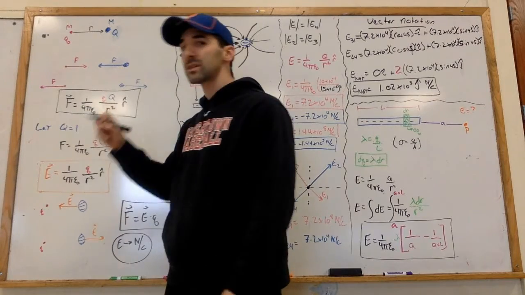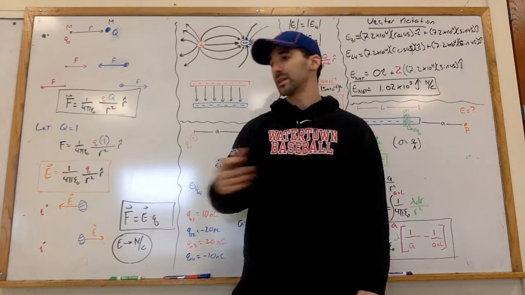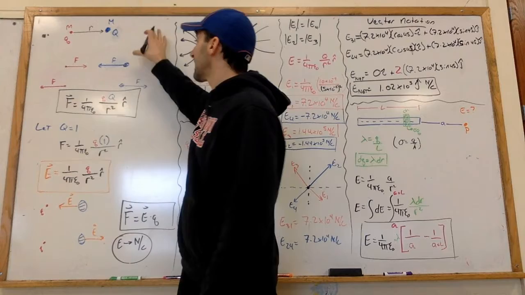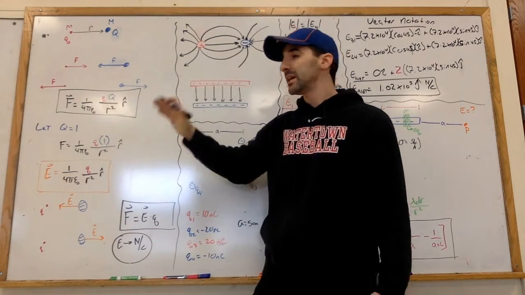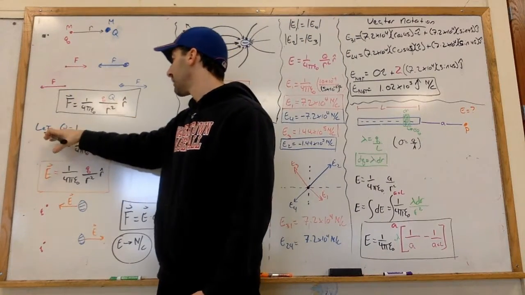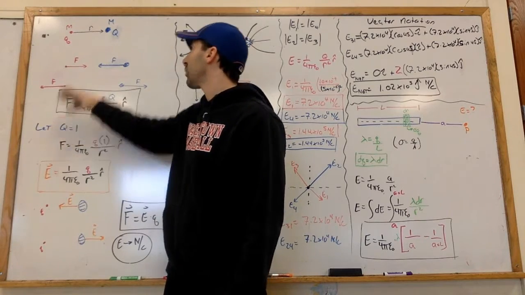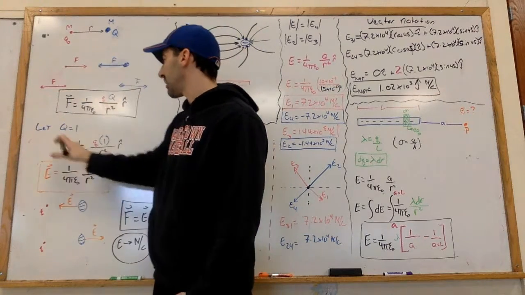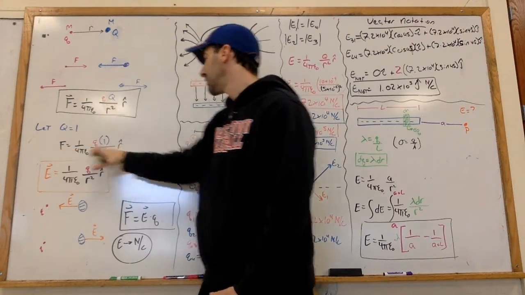Every charge also has an electric field associated to it. So we want to know, what does the electric field do to these charges? To do that, I'm going to sub in a 1, a unit charge of 1, for big Q here, and just see what happens. So I'm going to sub my 1 into Coulomb's law.